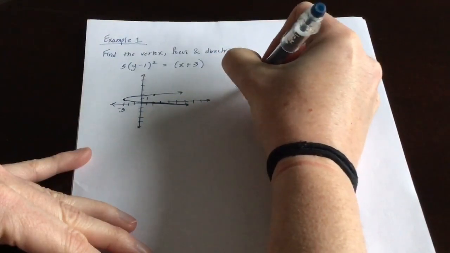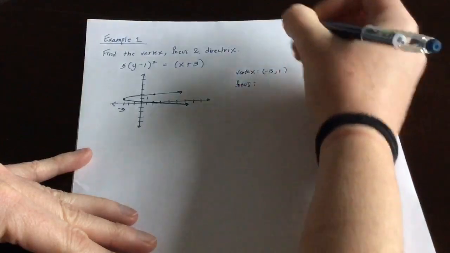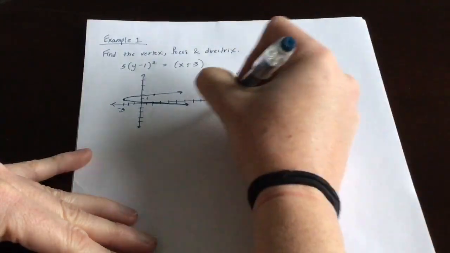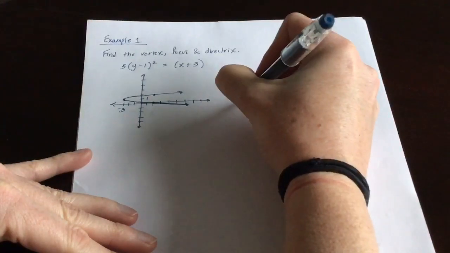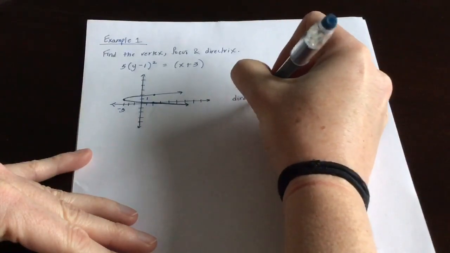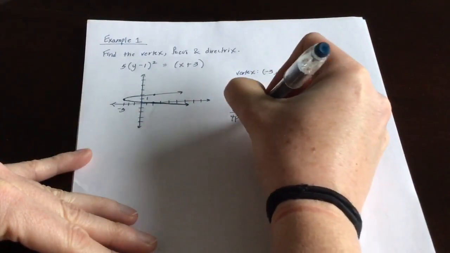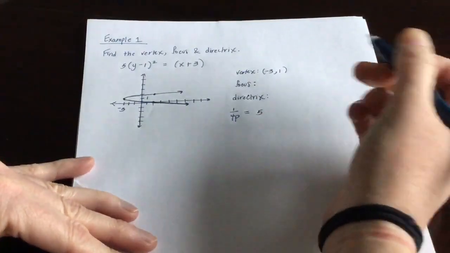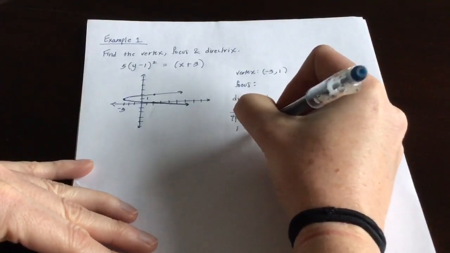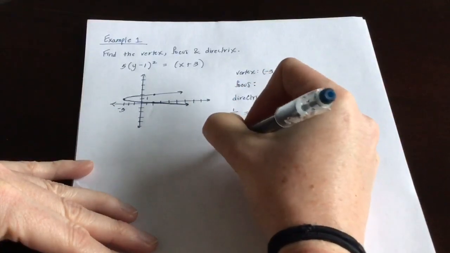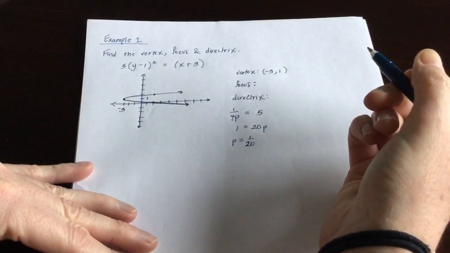Where would the focus be? And that's where the picture can be really helpful. So how do we find it? First of all, you could set 1 over 4p. It's because we want to also find the directrix. Okay, so we'll set 1 over 4p equal to the stretch factor, which would be 5. You could multiply both sides of this equation by 4p. And then divide the 20 over. So we have a pretty small p-value this time.